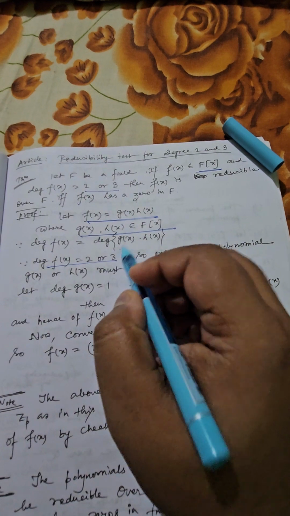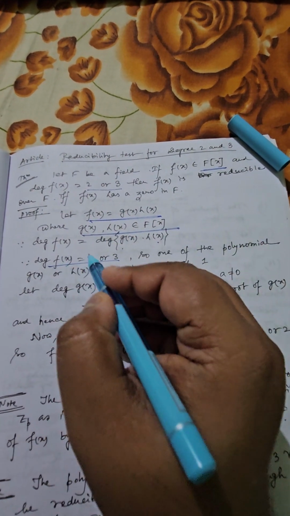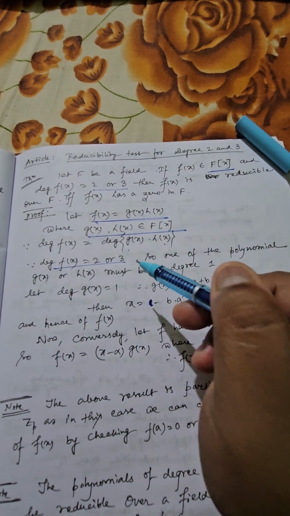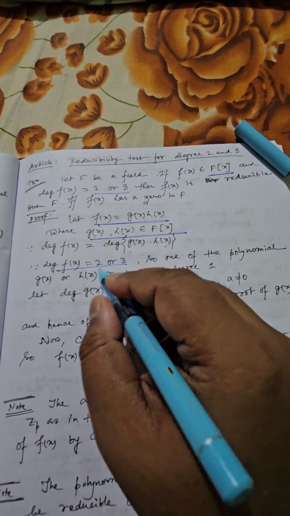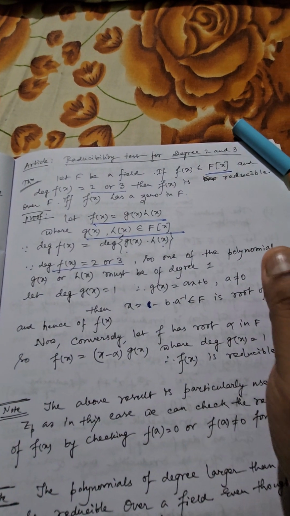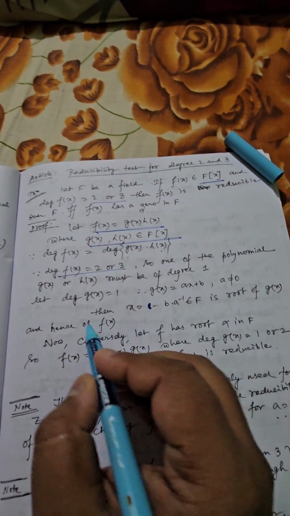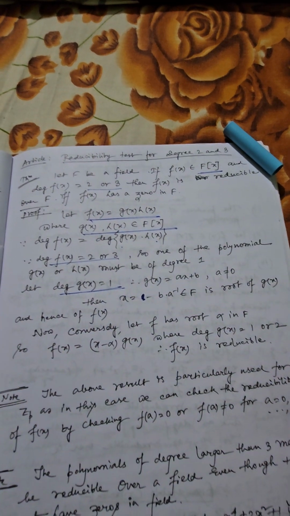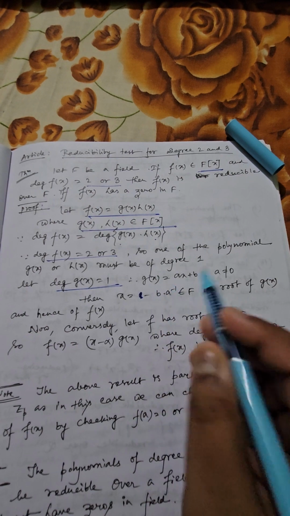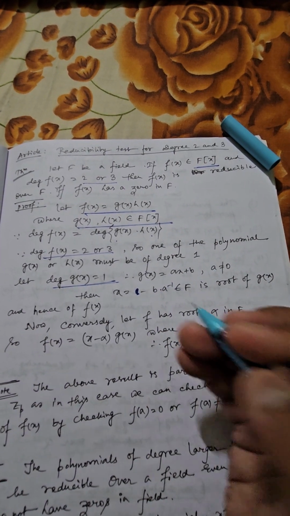Suppose g(x) is degree 1, then h(x) is of degree 1, so that the total degree will be 2. Otherwise, if any one is 1, the other will be 2, so again the degree will be 3. So one of the polynomials, it is certain that its degree is going to be 1. So if possible, let degree of g(x) be equal to 1. That means it is going to be a linear polynomial, so we can say g(x) can be written in the form of ax plus b.